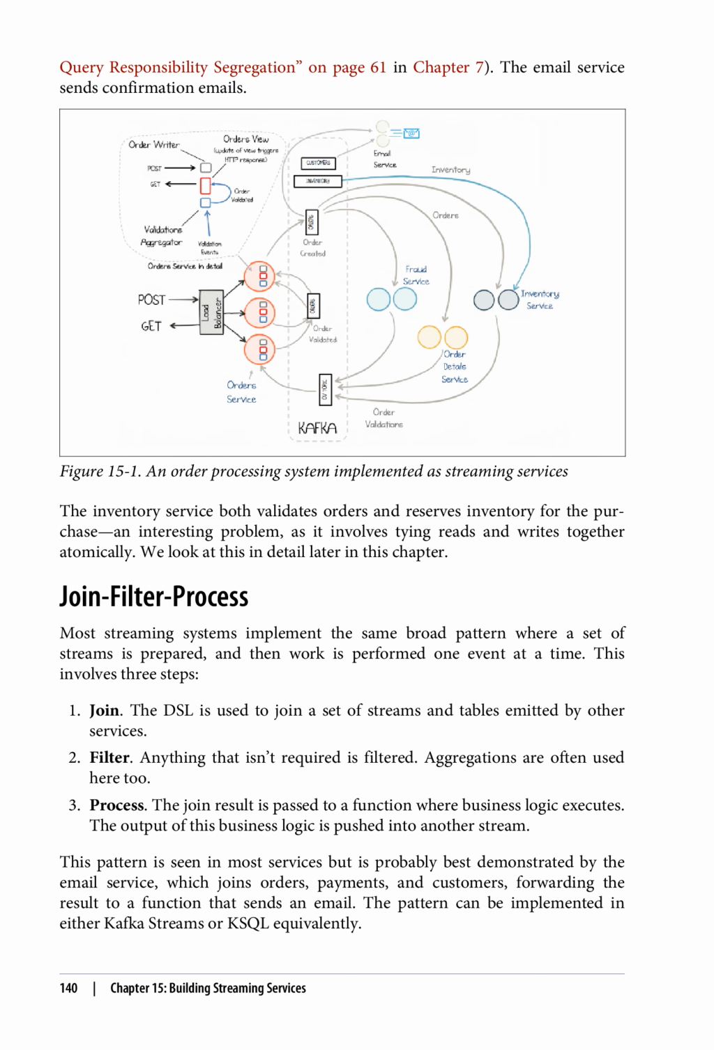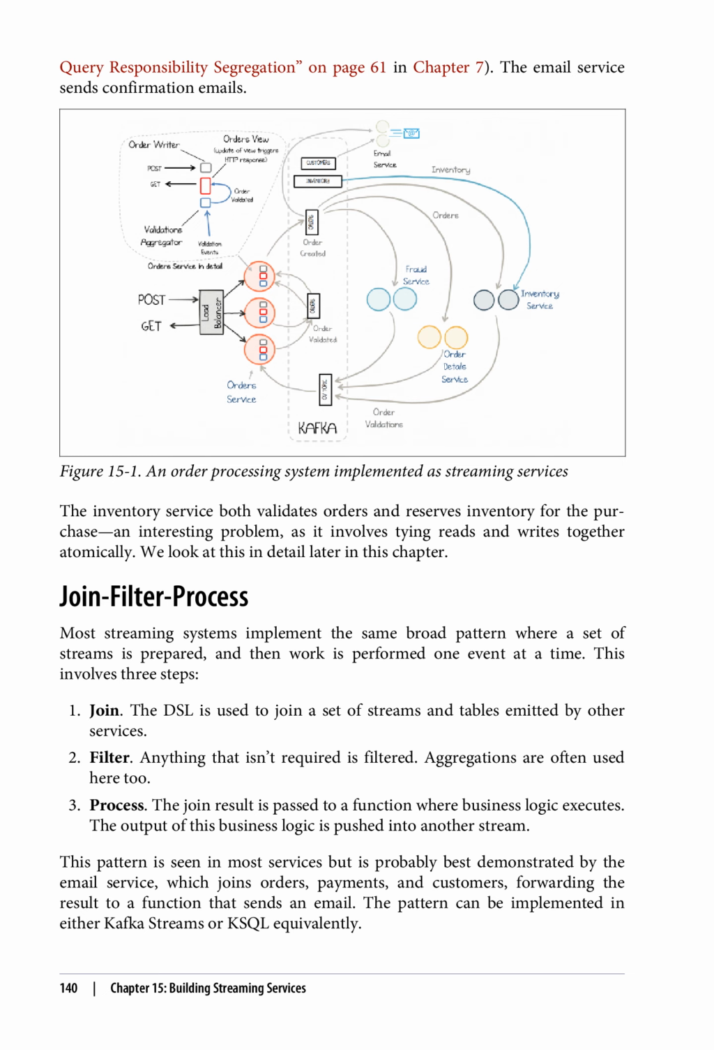Join, filter, process. Most streaming systems implement the same broad pattern where a set of streams is prepared, and then work is performed one event at a time. This involves 3 steps. 1. Join. The DSL is used to join a set of streams and tables emitted by other services. 2. Filter. Anything that isn't required is filtered. Aggregations are often used here too. 3. Process. The join result is passed to a function where business logic executes. The output of this business logic is pushed into another stream.